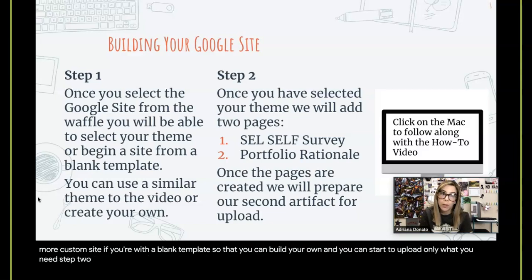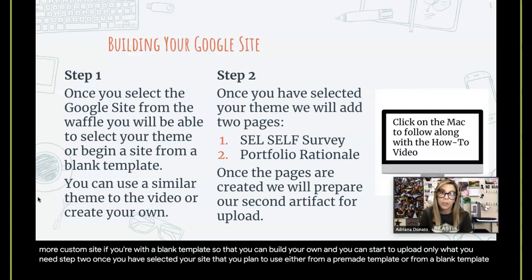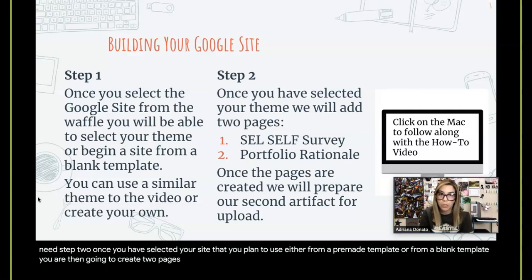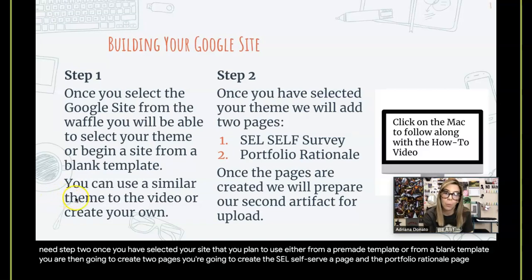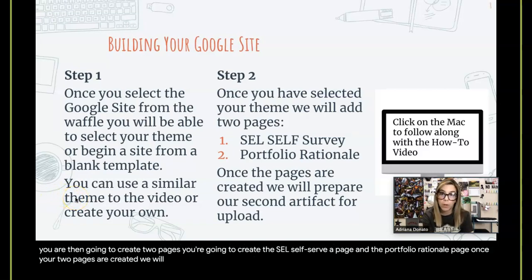Step two, once you have selected your site, either from a pre-made template or from a blank template, you are then going to create two pages: the SEL self-survey page and the portfolio rationale page. Once your two pages are created, we will then walk through the steps of uploading your artifacts to those pages.